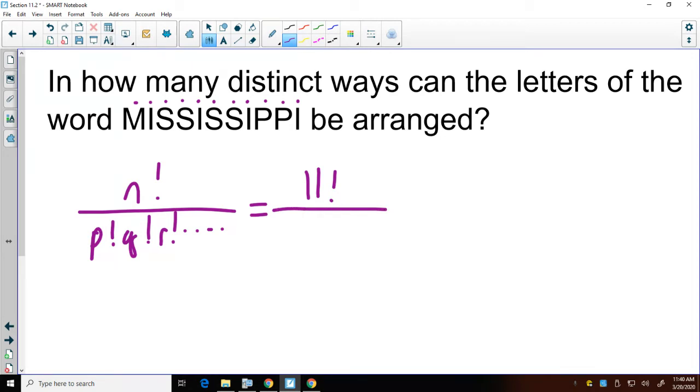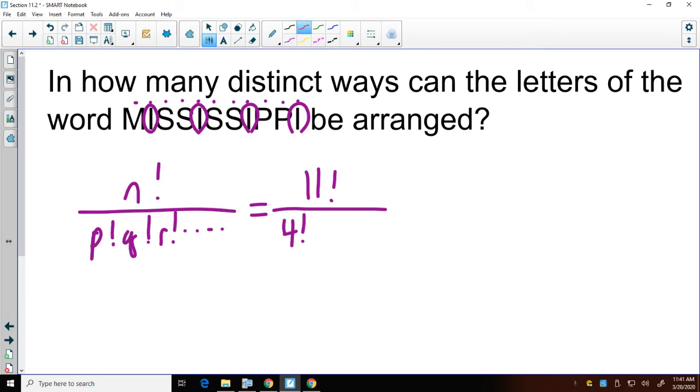Then down below, we just start going through and we start working with our letters. Is there a duplicate of M? And there is not. So we don't worry about that. Is there a duplicate of I? Yes. I've got an I here, I've got an I there, I got an I there, I got an I there. So how many I's are there? There are 4. So that represents that p factorial, because there are 4 I's. Okay?